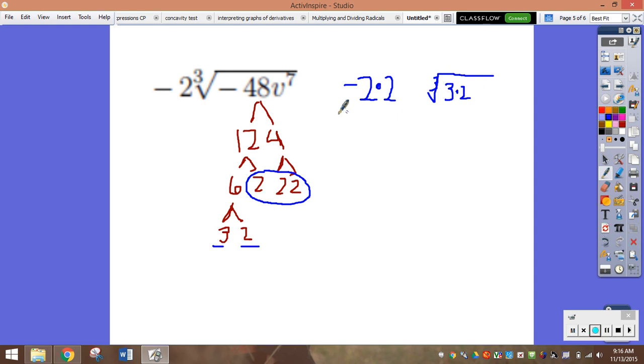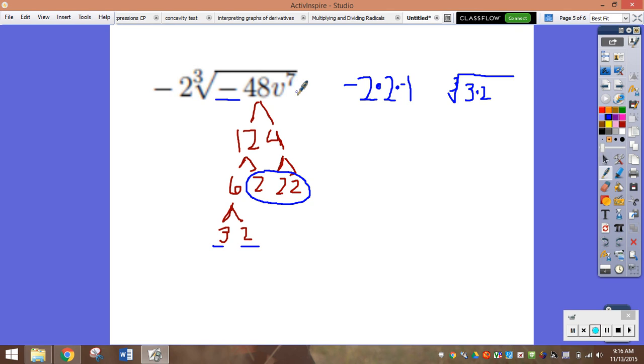Now this example also brings up this negative. And remember, in class I told you that if you had a negative inside of an odd root, you need to pull the negative out as well. So I could pull that out as a negative 1 and just slap it over here so that it's multiplied by the numbers I've already got out front. Okay, so now let's look at the variable.